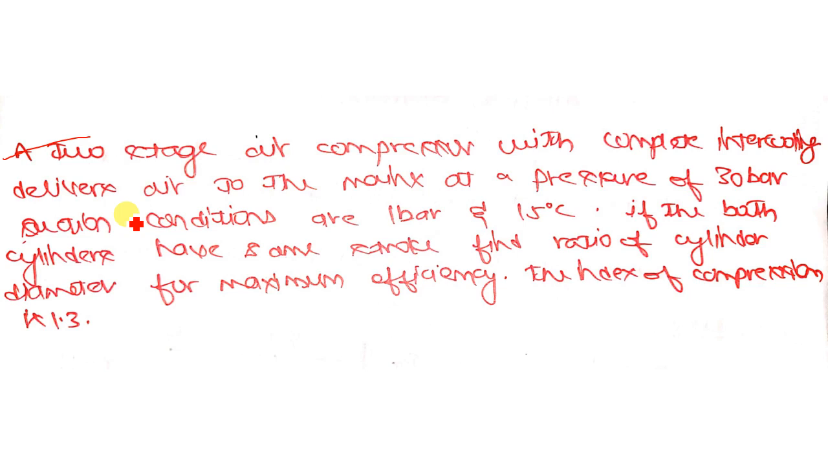If both cylinders have the same stroke, that means the stroke length of both the cylinders is the same, find the ratio of cylinder diameters for the maximum efficiency. For the maximum efficiency, you have to use your optimal condition. So what is your optimal condition? It is Pi equals square root of P1 and P2.